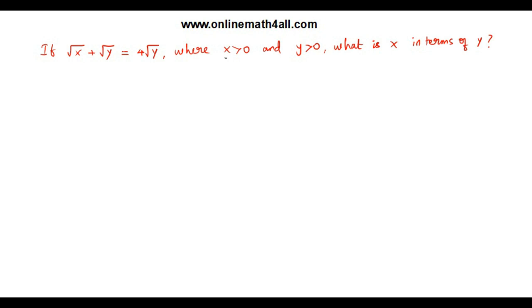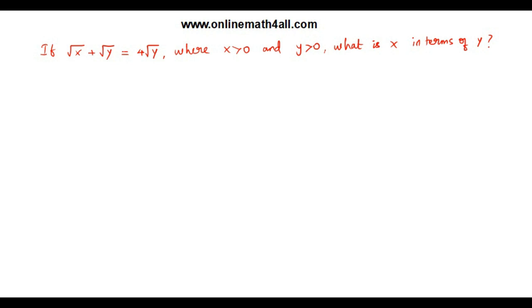So here we have a question, that is, if square root of x positive square root of y is equal to 4 times square root of y, and the question also says x greater than 0, y greater than 0. They are asking us to solve for x in terms of y. So here students may get confused about this information. X is greater than 0, y is greater than 0. Here we have square root for x. If x is a negative value, it will become imaginary. So that is why they are giving the information x greater than 0.